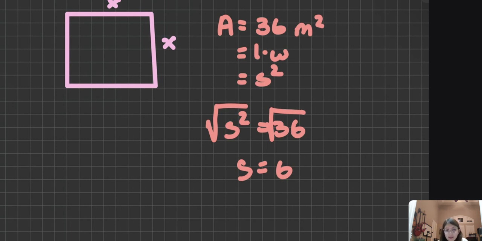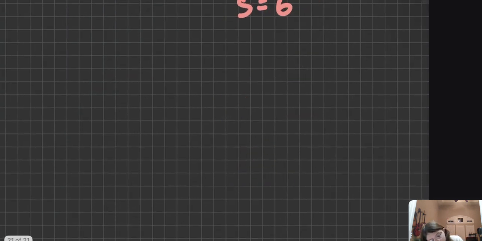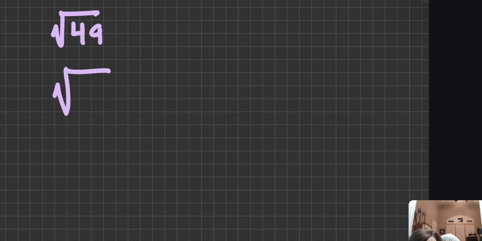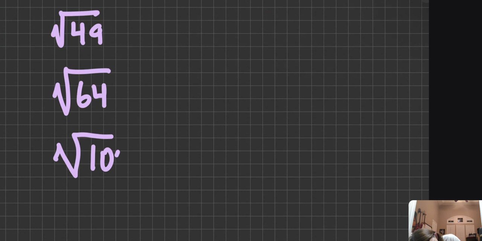So square roots are basically just an undoing of the squaring process. So if square makes a number bigger, square root essentially makes the number smaller and brings it back to its original value. Here's some more examples that I want you to try. The square root of 49, the square root of 64, and the square root of 100. I'll give you 1 second to do those and pause the video and come back when you're done.